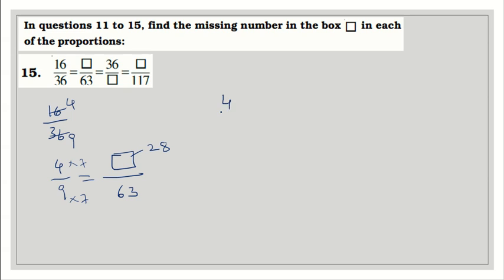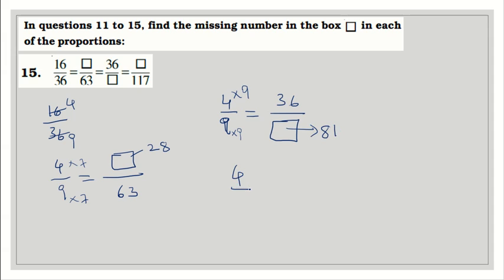Similarly, 4 upon 9 is equal to 36 upon the missing number. Now 4 by 9 is equal to 36 by that missing number, where 4 is becoming 36. It becomes so only on multiplying 4 by 9. So 4 nines are 36. That means when numerator 4 is multiplied by 9, denominator 9 also has to be multiplied by 9. So 9 nines are 81. So this missing number becomes 81.